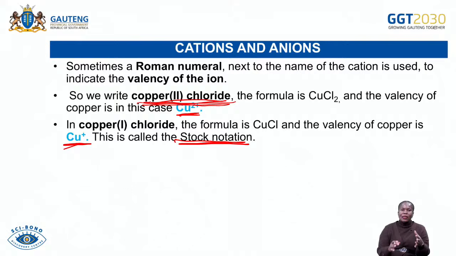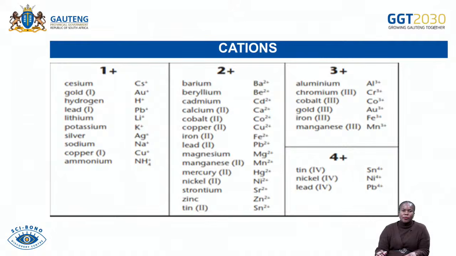They are both copper, but depending on the element that it has bonded to, it has lost or shared 2 electrons, or it has lost 1 electron. So this process of entering the Roman numeral to indicate the valency of that specific ion, we refer to it as stock notation. All right, so these are the cations that we'll have.